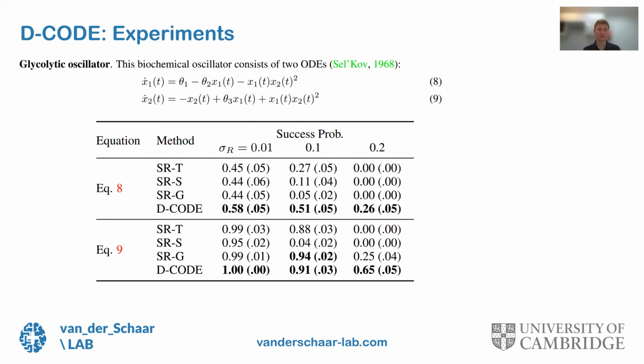Another experiment we have done was based on the glycolytic oscillator. And this biochemical system consists of 2 ODEs. And compared to the growth models before, the glycolytic oscillator involves more variables and has more complex expressions. We can see that the 2 variables interact in a highly nonlinear way through the term x1, x2 squared. The table shows that DeCODE performs better or equally well compared to the benchmarks in all metrics. And note that DeCODE is the only model that successfully recovered the functional form of the first equation under the highest noise.